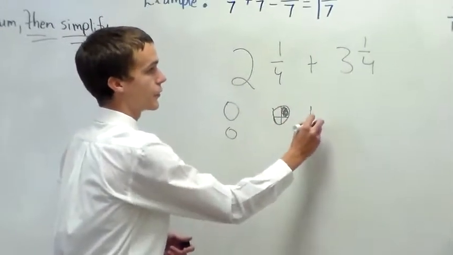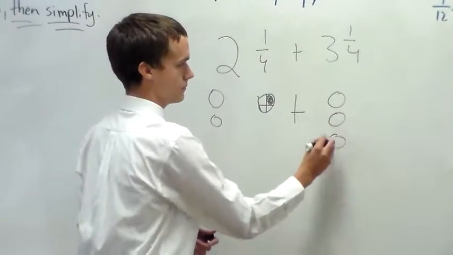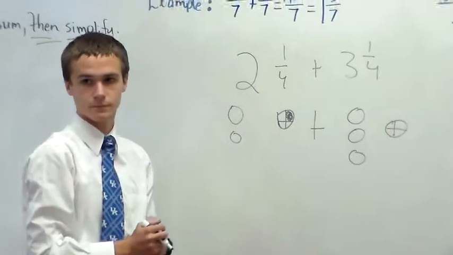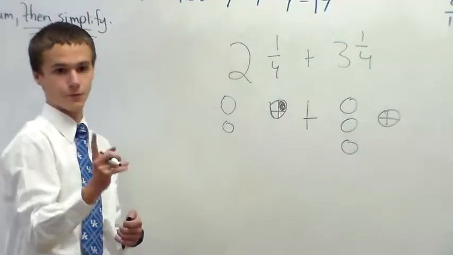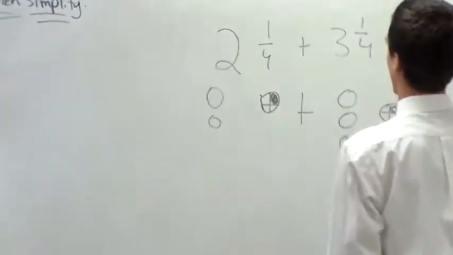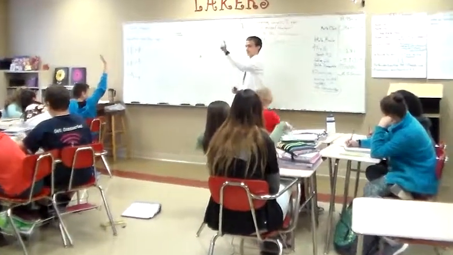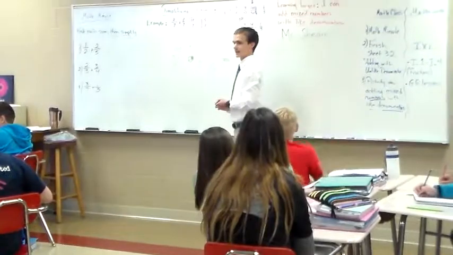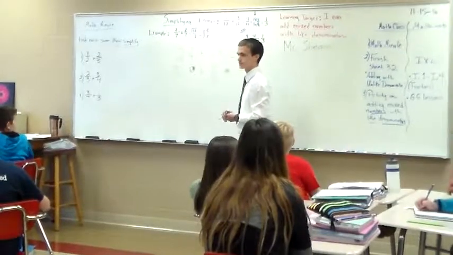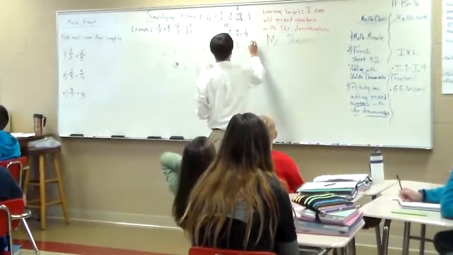And then for 3 and 1/4, I want you to draw 3 circles. And then how many would you fill in for 1/4? 1. So I want you to fill in another one. And then if you were to answer this, what would be the final answer? Y'all think? 5 and 2/4. And then, is that your final answer? No. 5 and 1/2. Perfect.